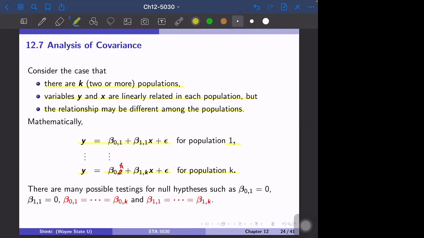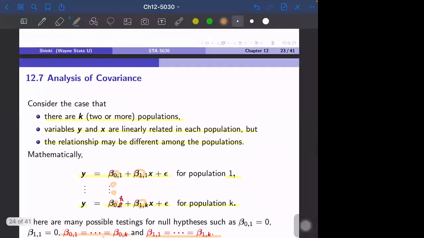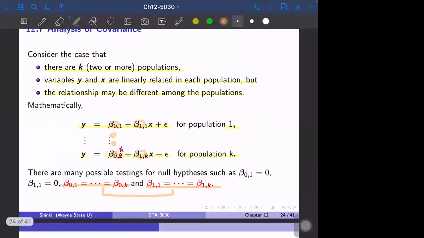So these coefficients may be different, or these coefficients may be different. Our objective is often to test if beta_11 to beta_1k are all the same or not, or also if the intercepts beta_01 to beta_0k are all equal or not. If all equal, then we may want to test if the coefficient of x is equal to 0 or not. It is not common to test if the intercept exists, so probably we can ignore this one.